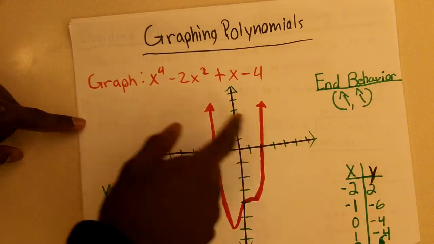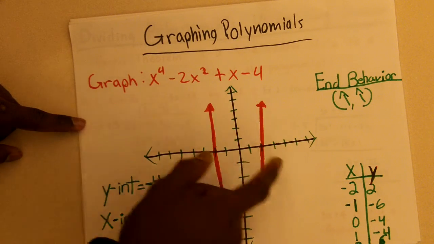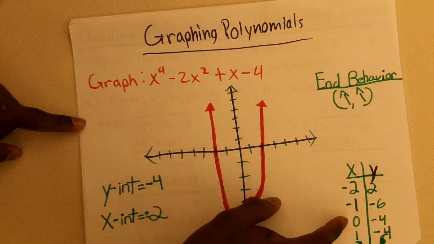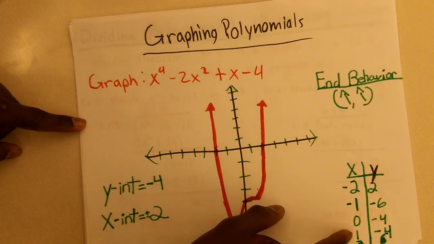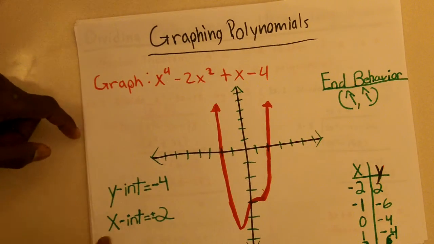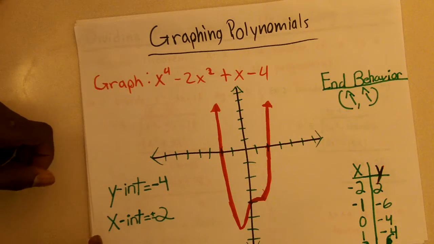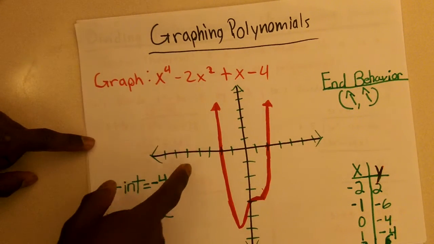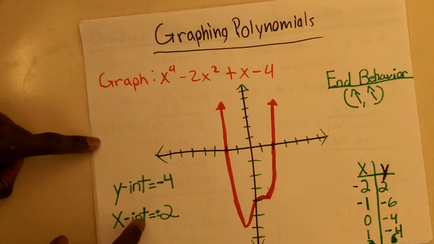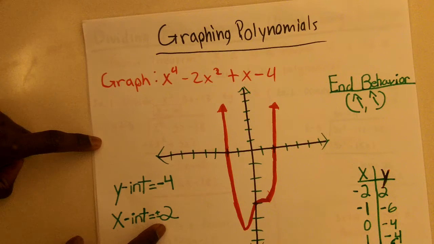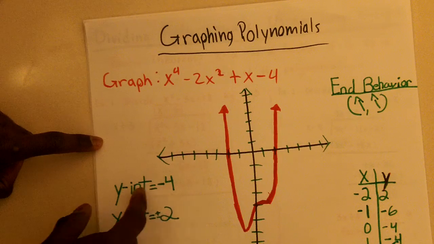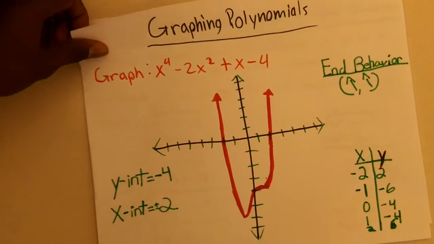So if you plug negative 2 into the equation for x, y would equal 2. If you do the same with negative 1, you'll get negative 6. If you do it with 0, it's negative 4, 1 is negative 4, and 2 would be 6. So you plot these points, and as you can see, the graph passes through positive 2 and negative 2 on the x-axis. So your x-intercepts will be positive 2 and negative 2. And the graph passes through negative 4 on the y-axis, so your y-intercept would be negative 4.